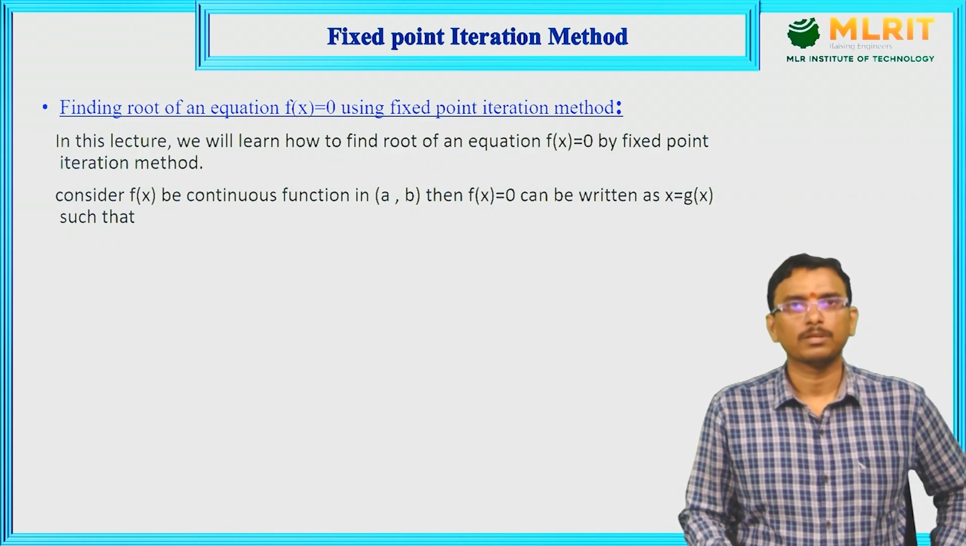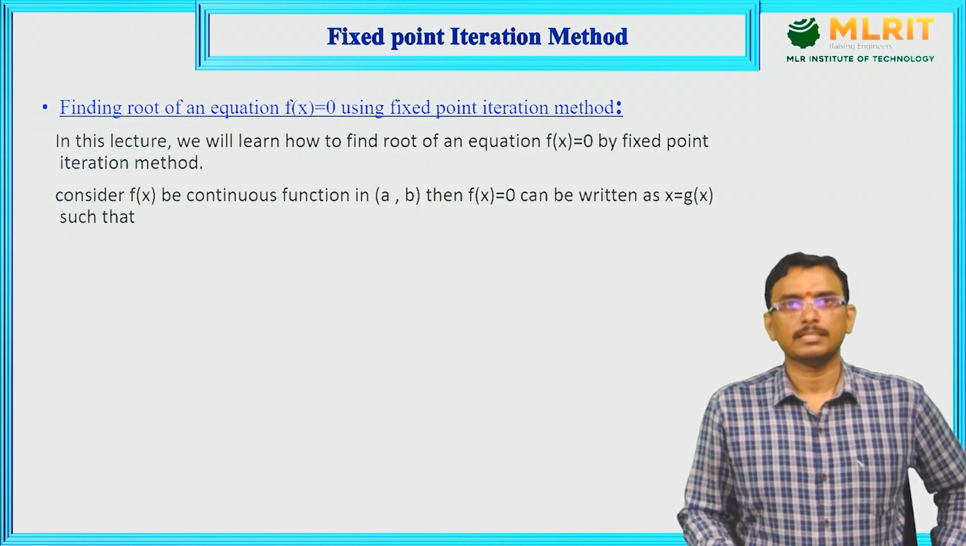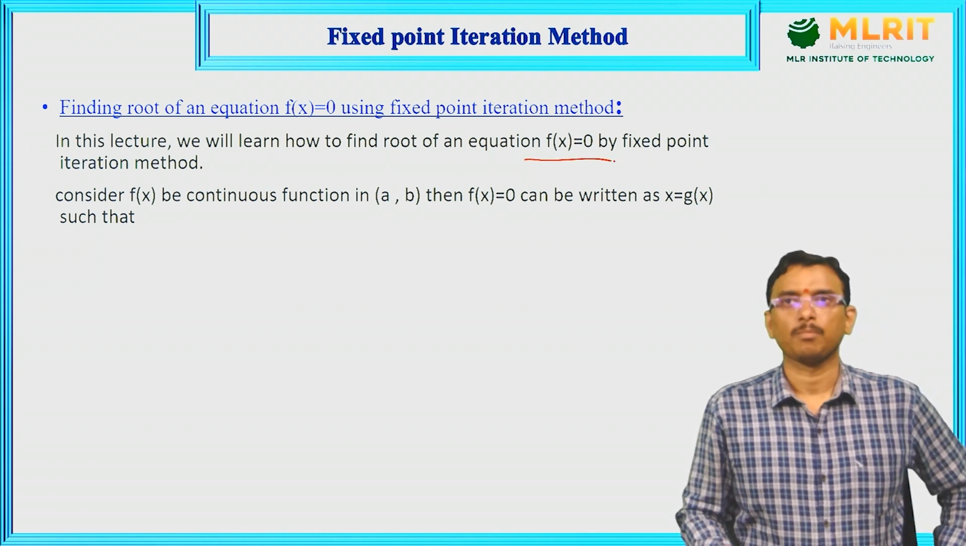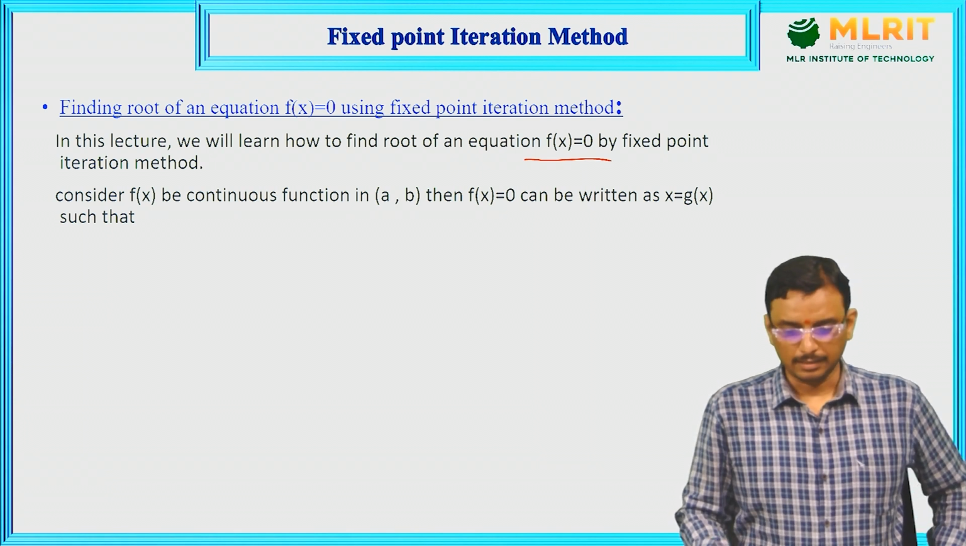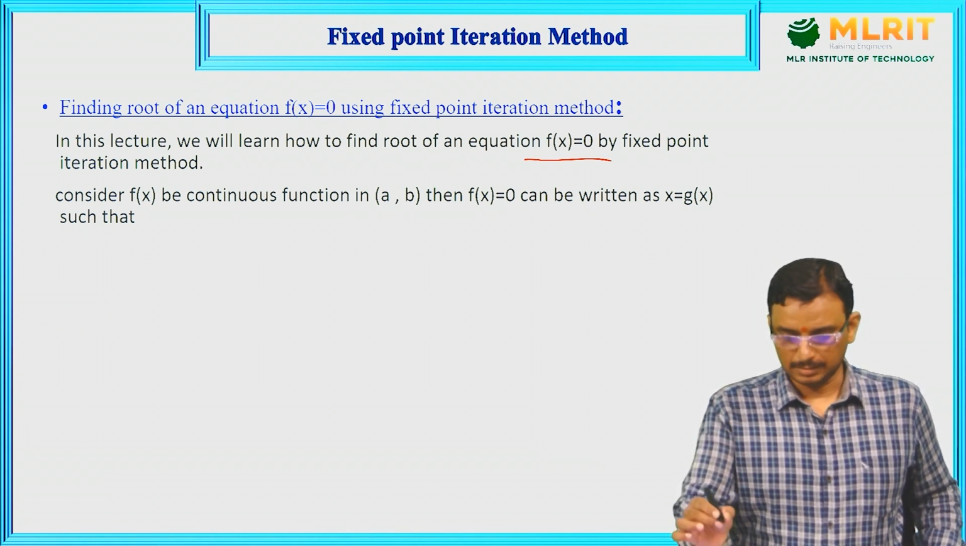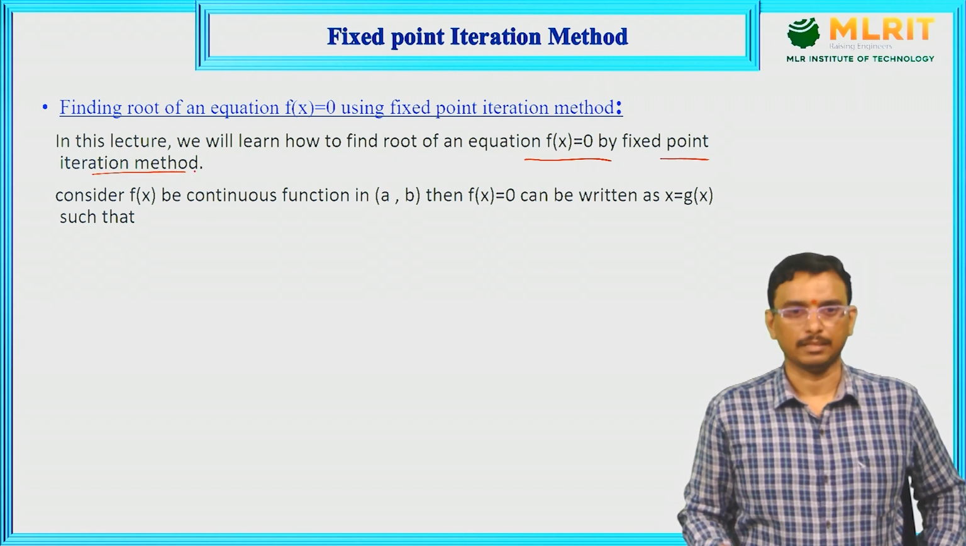Next, finding the root of an equation using the iteration method. In this lecture, we will learn how to find the root of an equation. This is also one of the root finding techniques, used to find a root of an equation f(x) = 0. This method is also called the fixed point iteration method, or simply the iterative method.